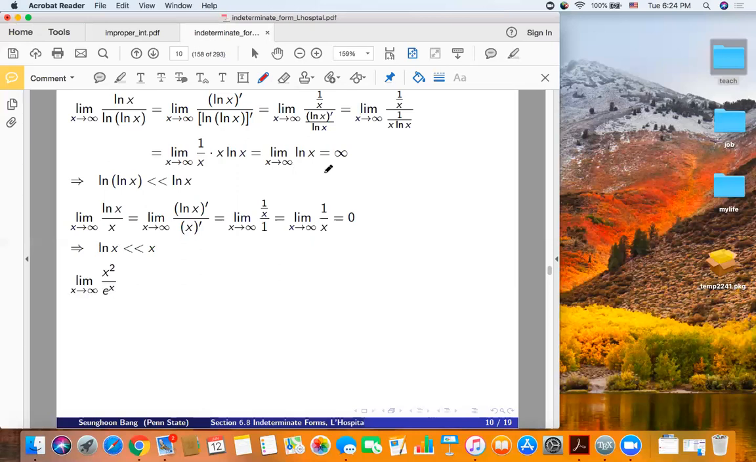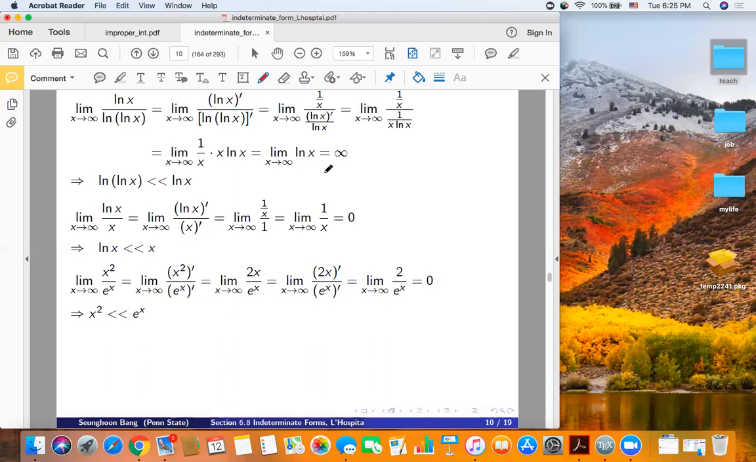Limit of x squared over e to the x. Take the derivative again: 2x over e to the x. This is infinity over infinity form again. Use L'Hopital's rule again. So we have the derivative of 2x over the derivative of e to the x, exactly 2 over e to the x. The limit is 0. So what does it mean? The bottom one is growing faster than the top one. This is the answer.